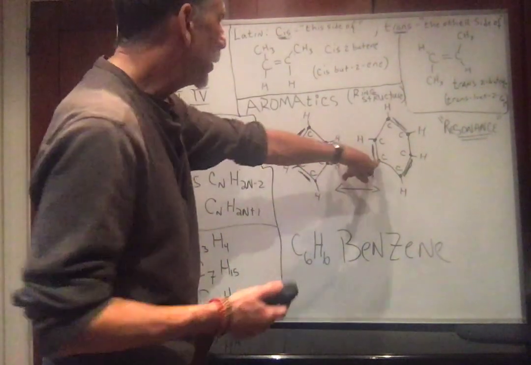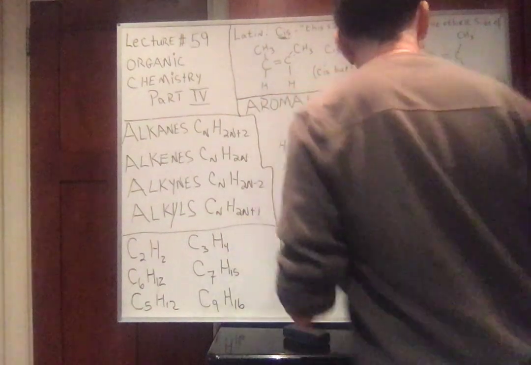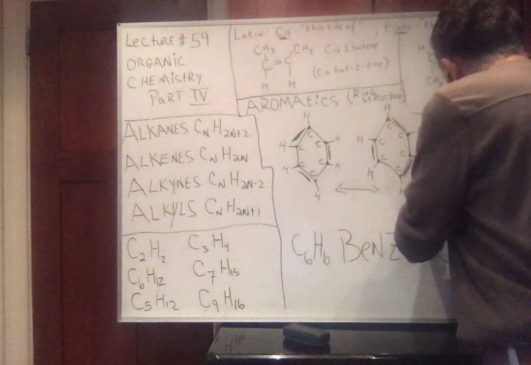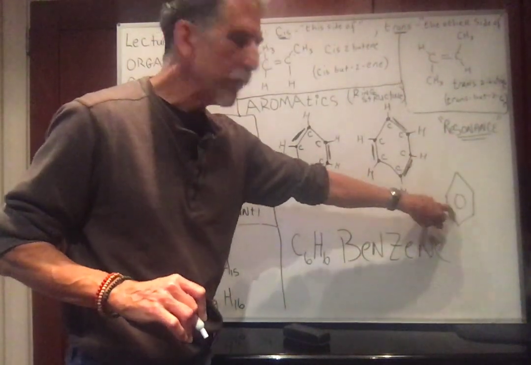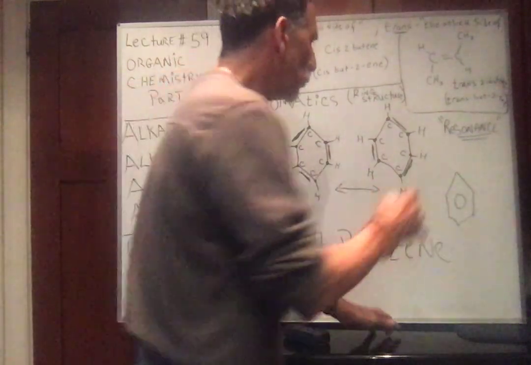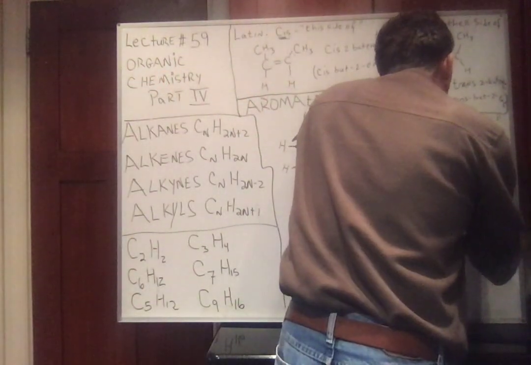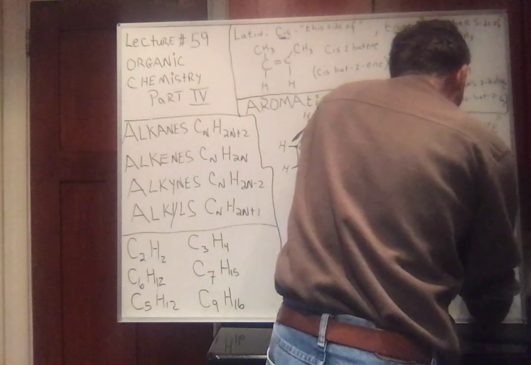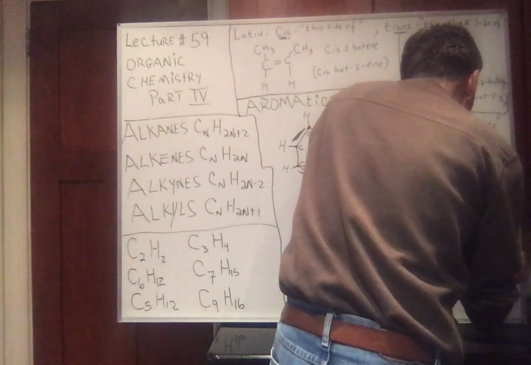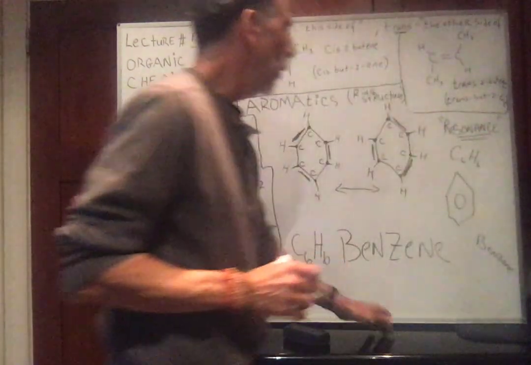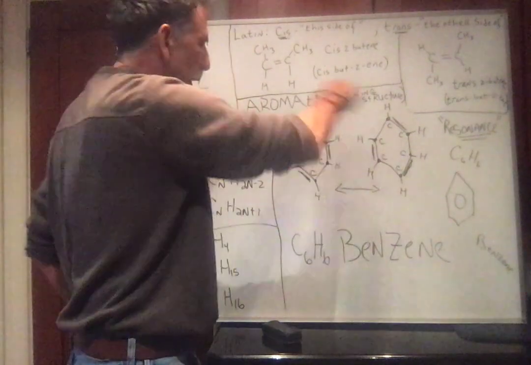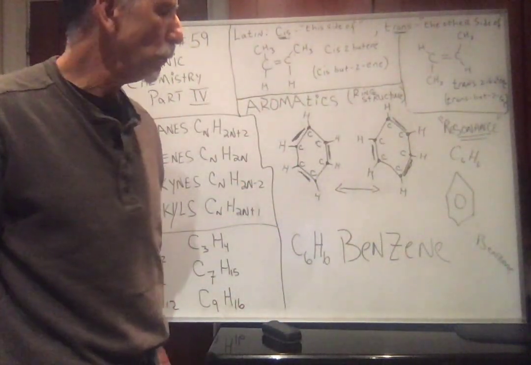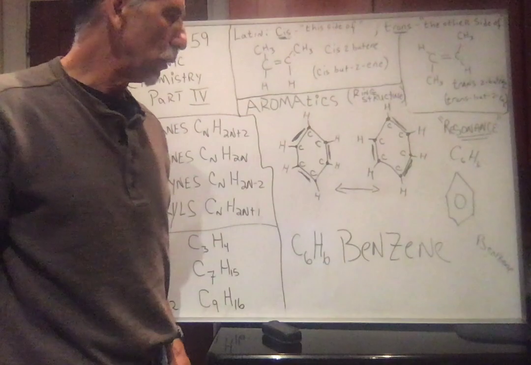So what we do is we combine these pictures, and to show that it resonates, we just put a circle in the middle. You don't have to draw the hydrogen. So every time you see this structure, it represents C6H6. So it's benzene. This is benzene. Okay? This circle represents the fact that the double bond spins between them. All right? This benzene structure.